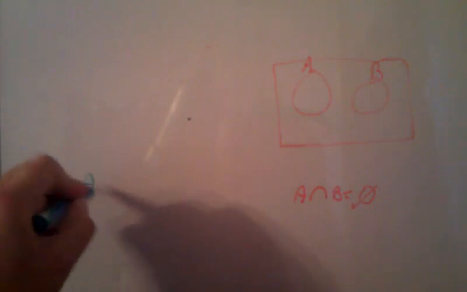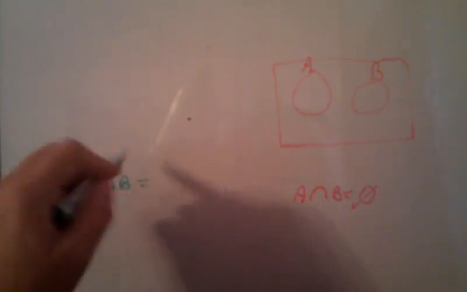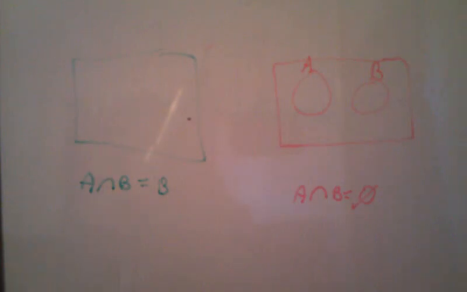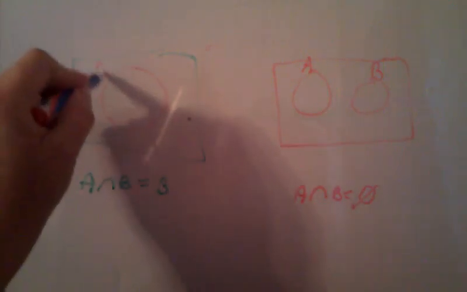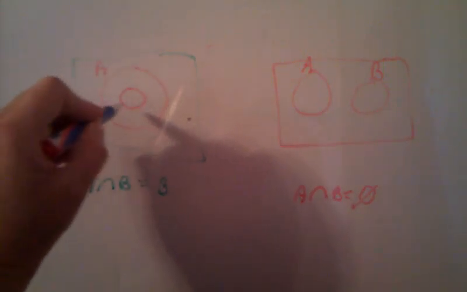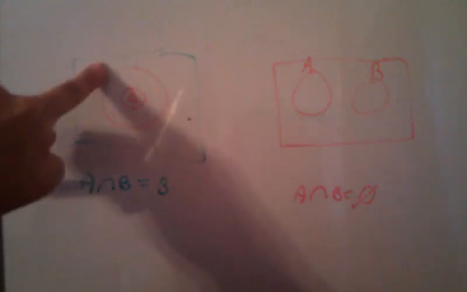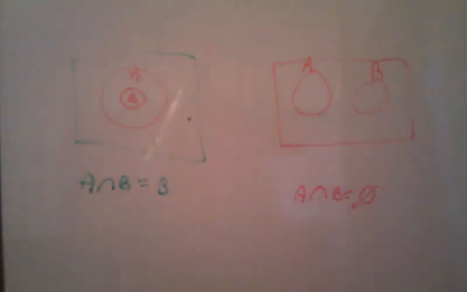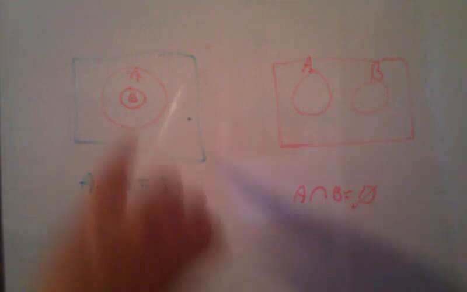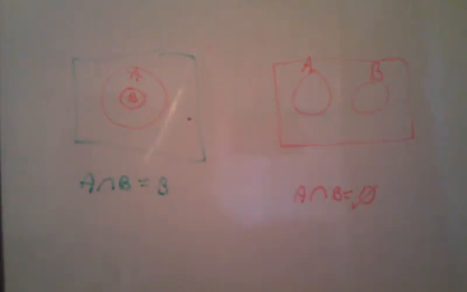Okay, now if we have A intersection B equals B, what do you think this is going to look like? This is going to be A, and this is going to be B. I'm sorry, A goes in here. My mistake. Okay. Because B is the intersection.